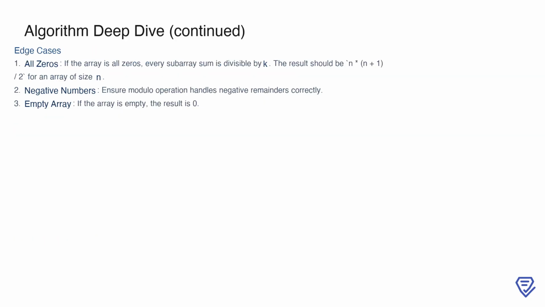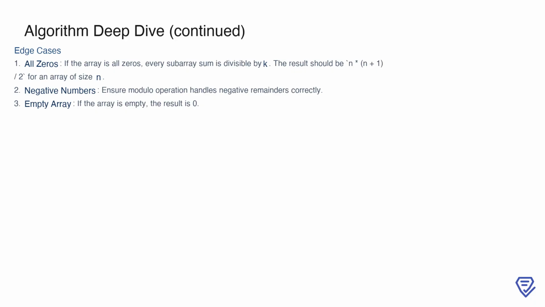When implementing this algorithm, it's important to consider a few edge cases. For instance, if the array consists entirely of zeros, every single subarray will have a sum divisible by k. The total number of subarrays in this case is n * (n + 1) / 2, where n is the length of the array. Another edge case involves negative numbers, which can produce negative remainders during the modulo operation.